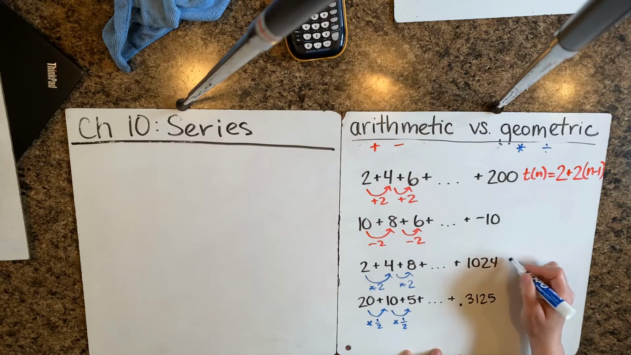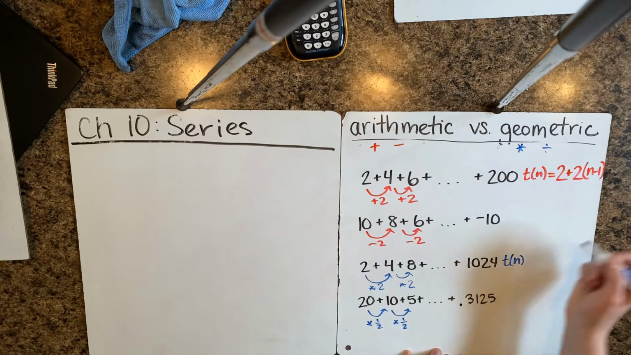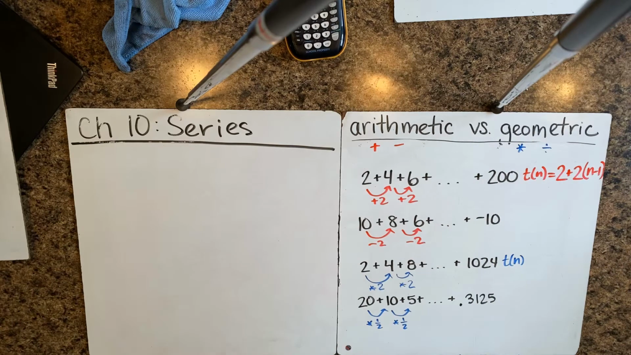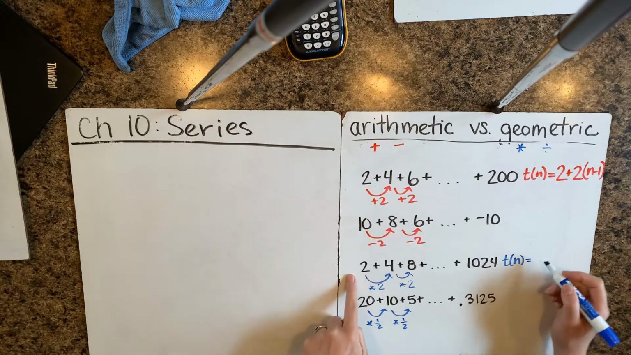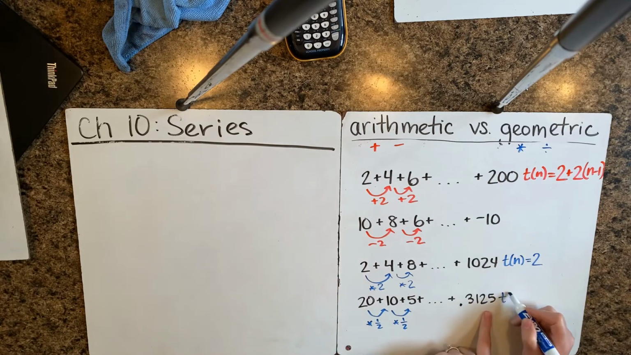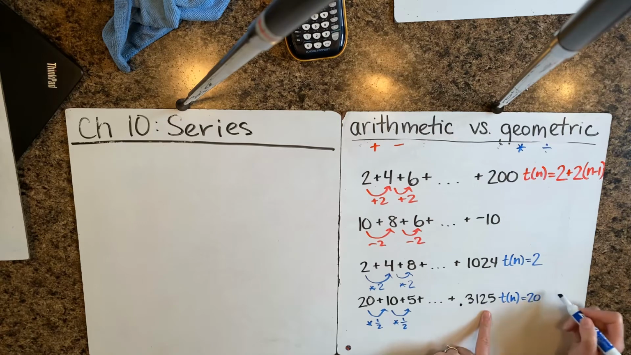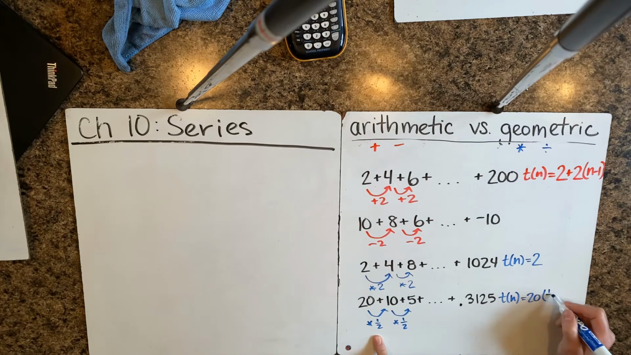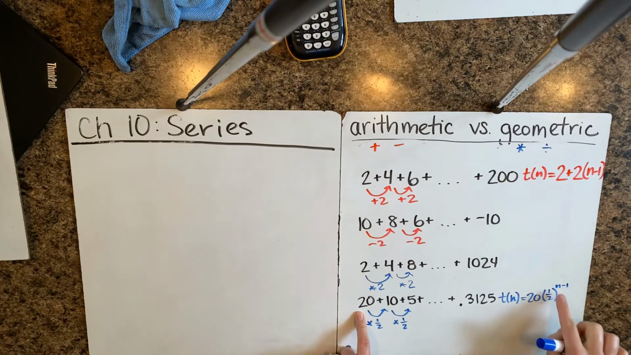Okay? If I want to write a rule for a geometric series, then I need to use an exponential equation. Okay, so again, I'm using first term form. My first term, actually, I'm going to do this one down here. My first term is 20. Okay, what am I multiplying by? That's the 1/2. And again, I'm doing n minus 1. So this is my first term. If I plug in a 1 for n, I will get 20. If I plug in a 3 for n, I will get 5. Okay?